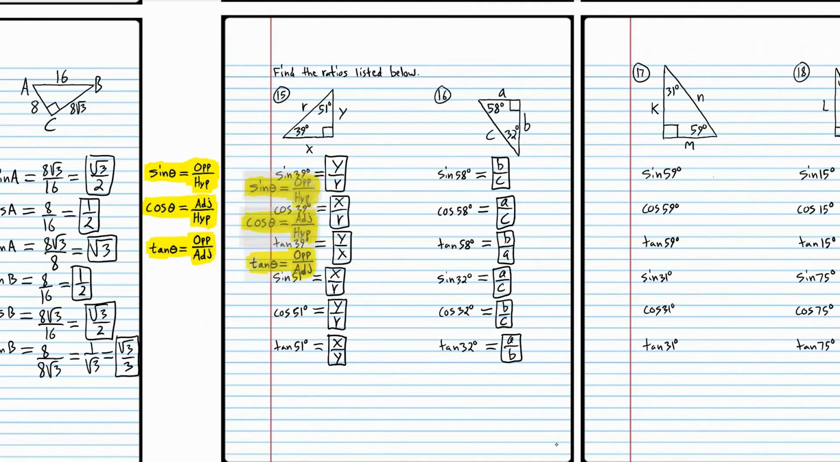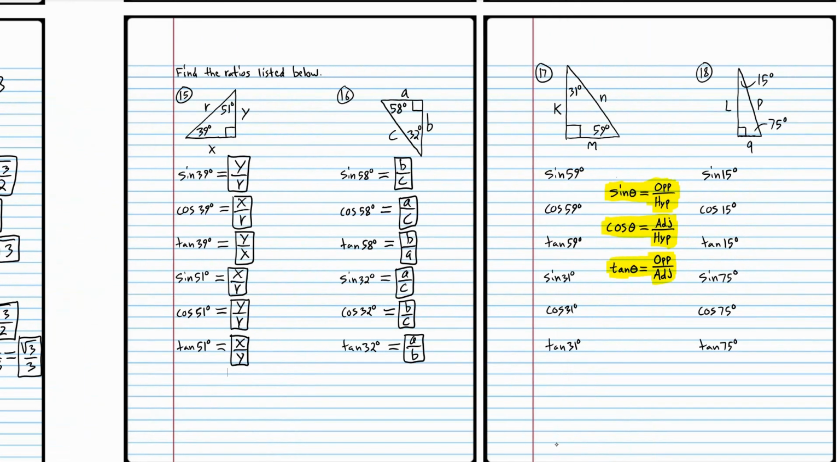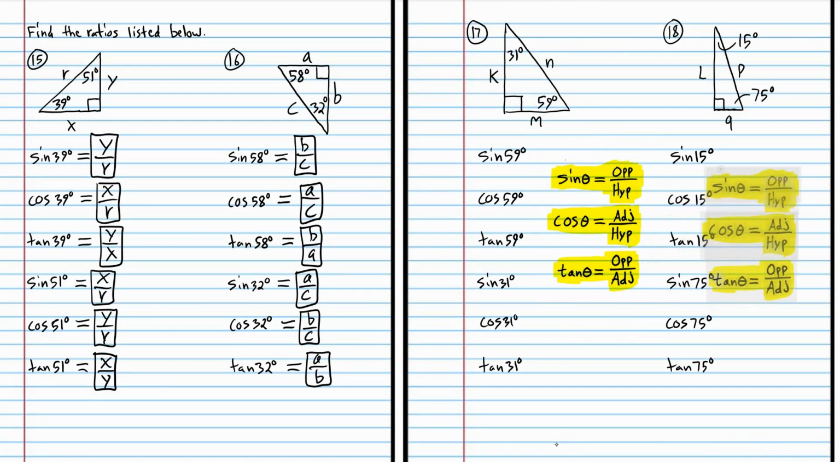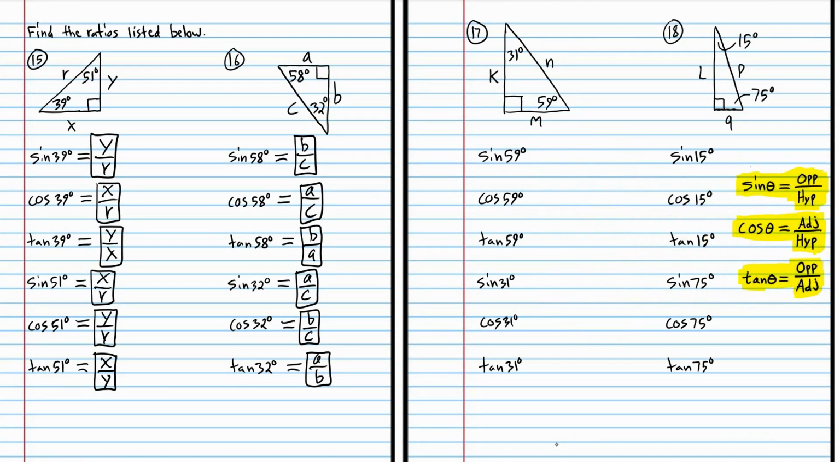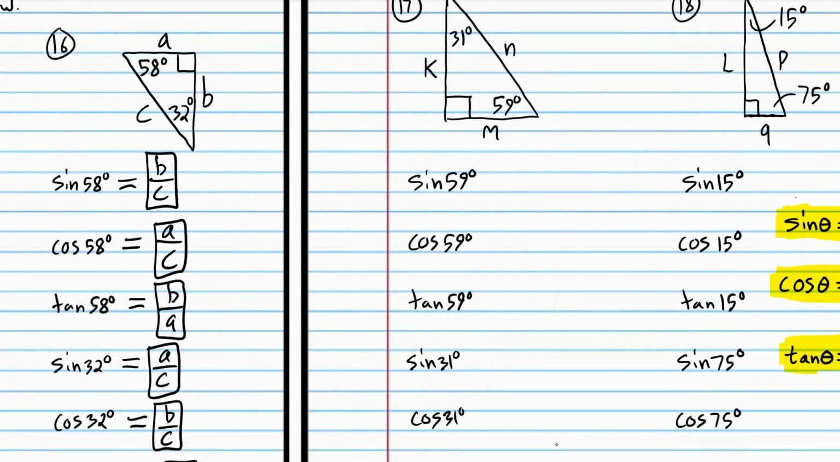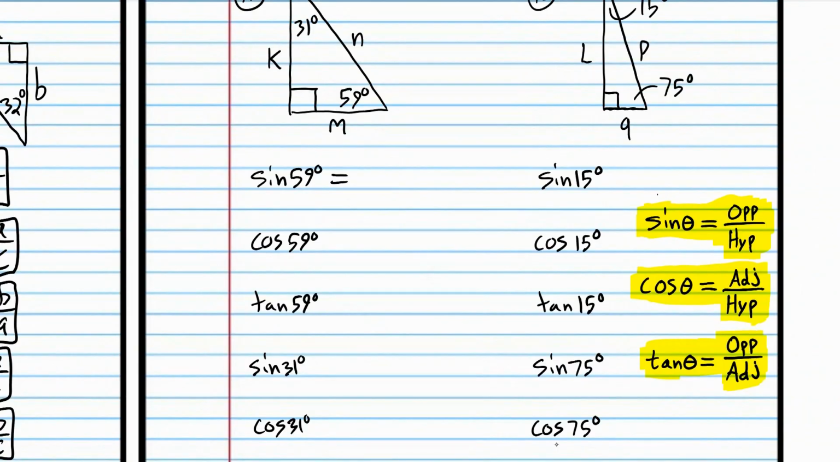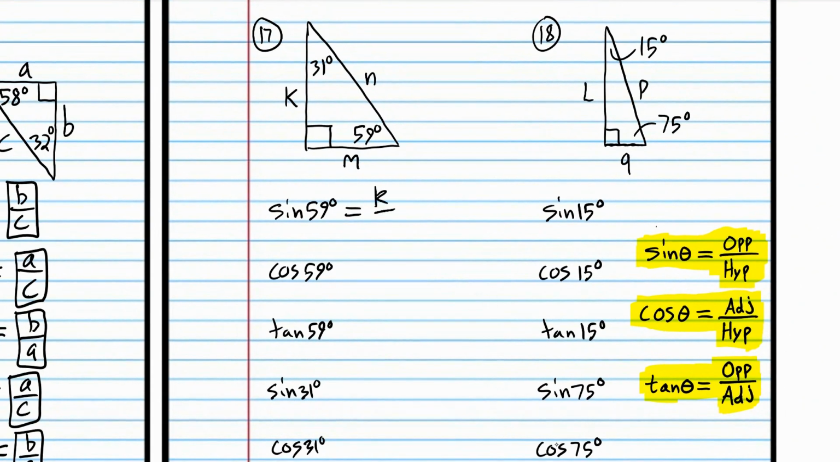Again, in these problems, we know what the angles are. So I'm going to leave those problems in the window there. And I want you to try number 17, and when you come back, we'll do it together. All right, we're back. Sine is opposite over hypotenuse. So opposite 59 is k, hypotenuse is n. And cosine 59, that would be m over n. Tangent 59 is k over m.